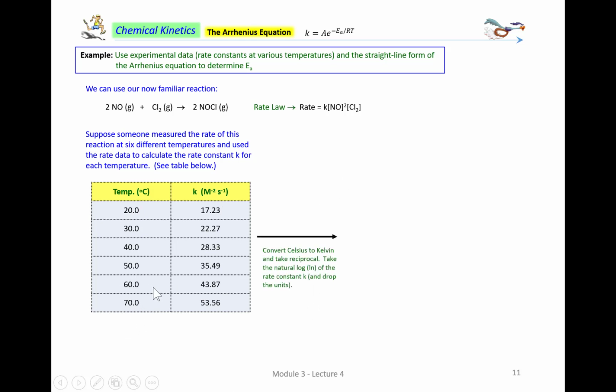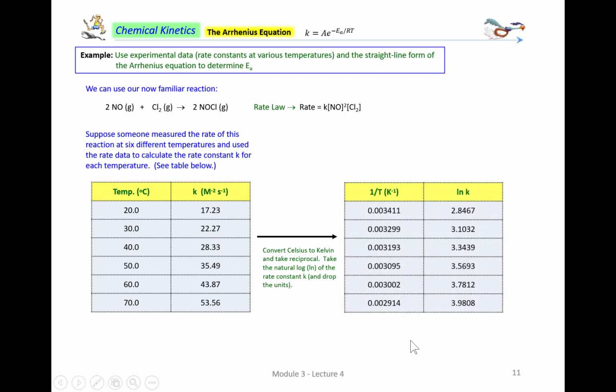Now, in order to get this in the proper form, we're going to have to convert the Celsius temperature to Kelvin and take the reciprocal. And we're going to take the natural log of k, and we'll temporarily drop the units.